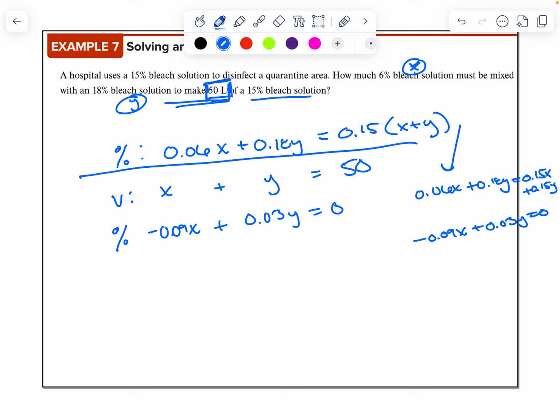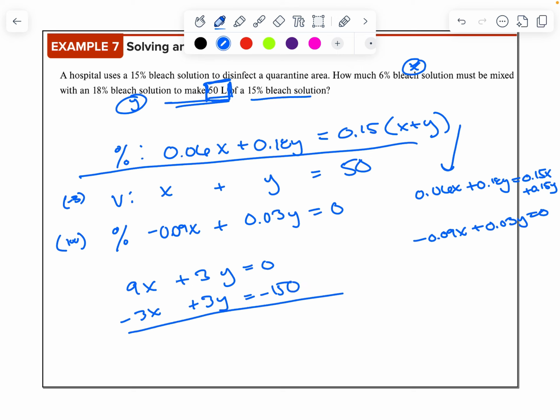All right, again, I'm going to multiply this whole equation by 100. So then that would give me -9x plus 3y equals 0. To get one of my variables to match up, I'm going to multiply this equation by negative 3. So that'd be negative 3x plus 3y equals negative 150. Now when I add my two equations up, I get 6x equals negative 150. No!